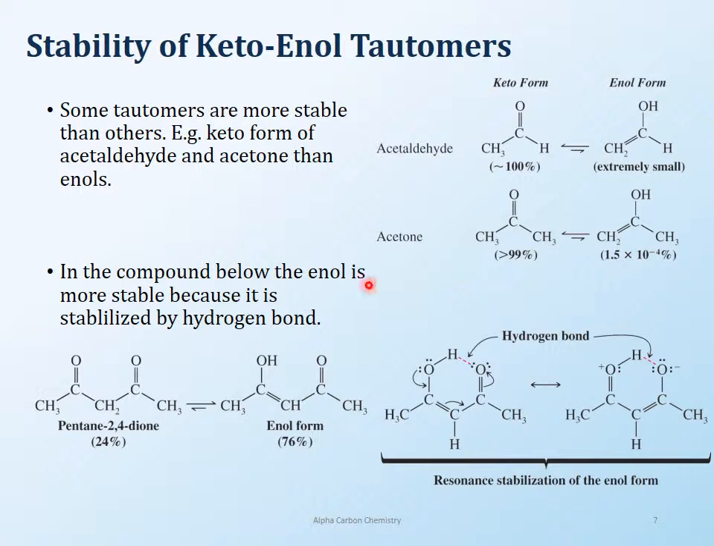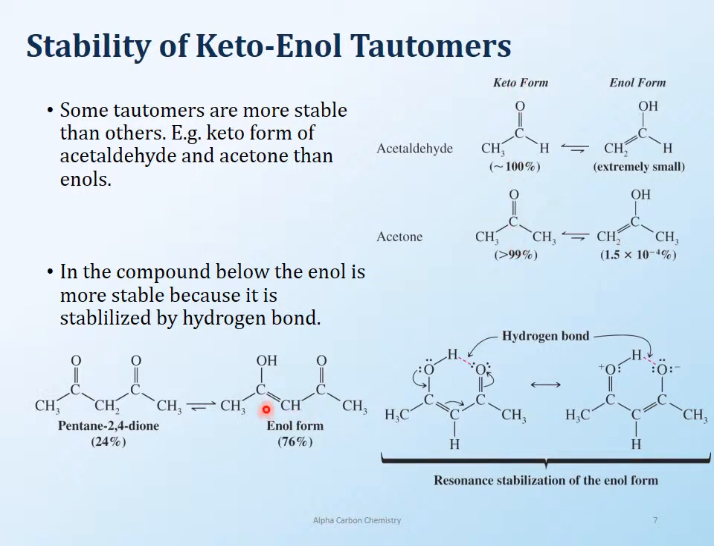So for example, if you go in the lab and you pick up a bottle of acetone, this is what you're going to find. You will not find the enol form. However, if you add a little acid or a base to the acetaldehyde or acetone bottle, things are going to be slightly different, but just by themselves you will find them more in the keto form.